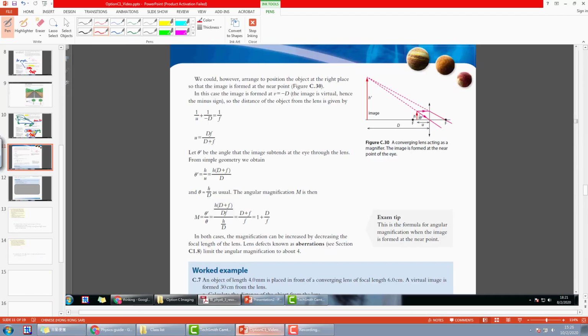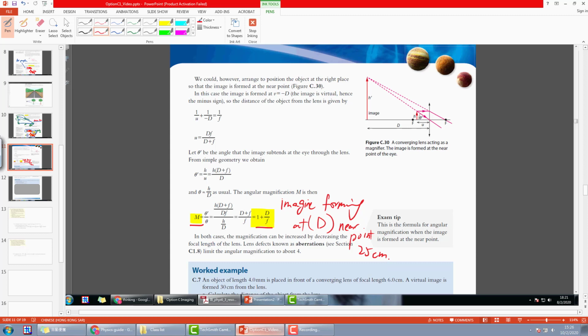If you were okay with the previous page, this should not be hard for you. Once again, the objective of this page is to understand how, for image forming at the near point, D, which you may recall is 25 cm, the angular magnification is given by this equation.